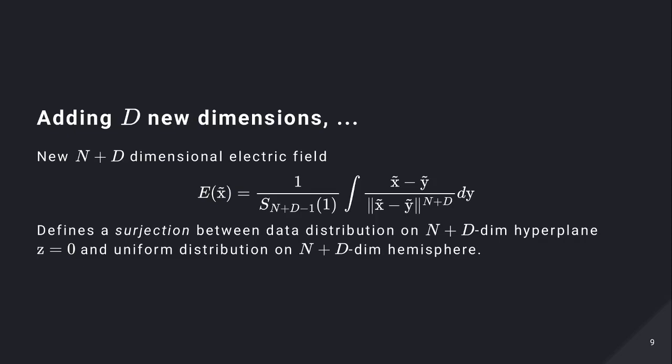So the first thing we do is add these d new dimensions, and what happens to the electric field is very straightforward. You just have to add d to a constant here, and the norm denominator here is just n plus d, and that's pretty much the only thing that changes. And the resulting field, you still have a vector field over your space, but it defines a surjection between your data distribution on the n plus d dimension hyperplane and the uniform distribution on the n plus d dimension hypersphere.